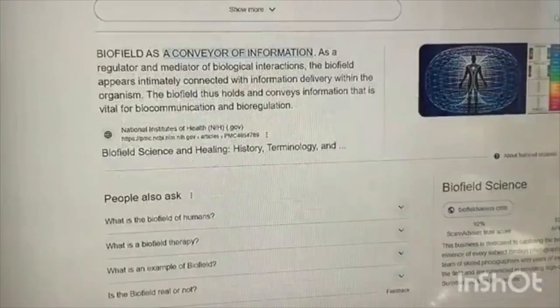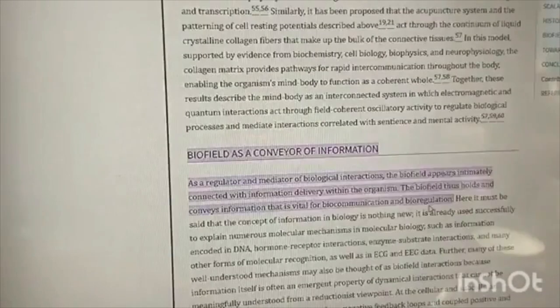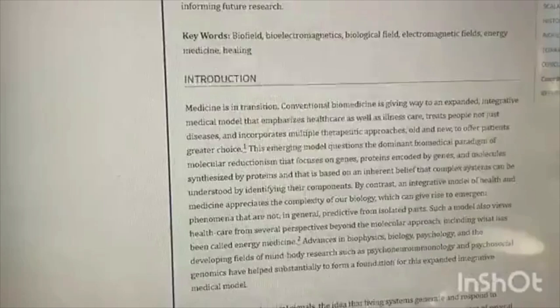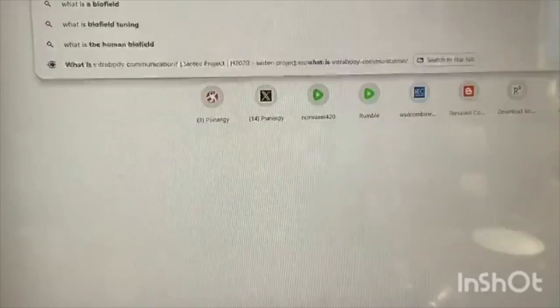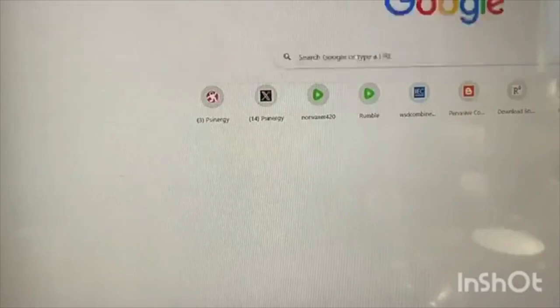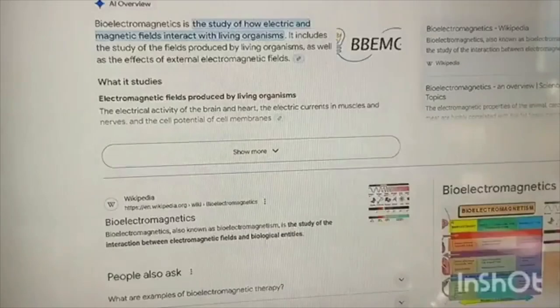On the National Institutes of Health site, it says it is a regulator and mediator of biological interactions. So you click on the NIH link. And I usually don't go down there because it goes through a bunch of history and it says things about healing and people flip out. What I do is I take people to bioelectromagnetics as one of the key words here, with those electromagnetic fields. And I say, what is bioelectromagnetics? The study of how electric and magnetic fields interact with living organisms, of which I hope you're alive.